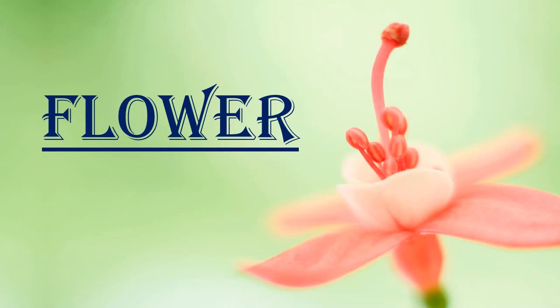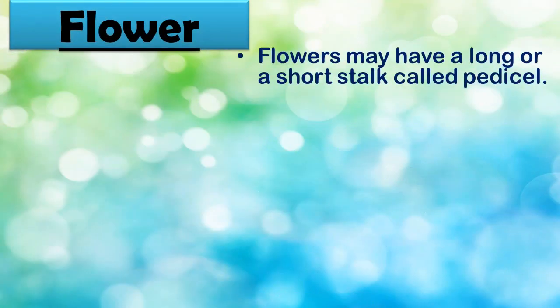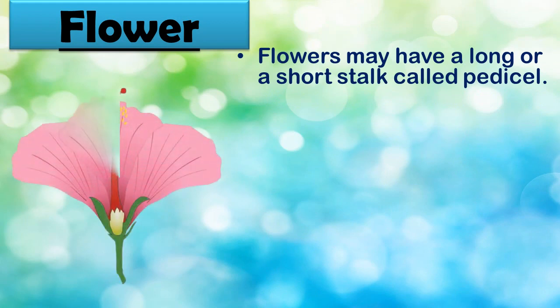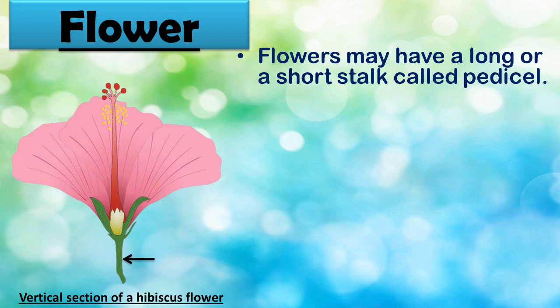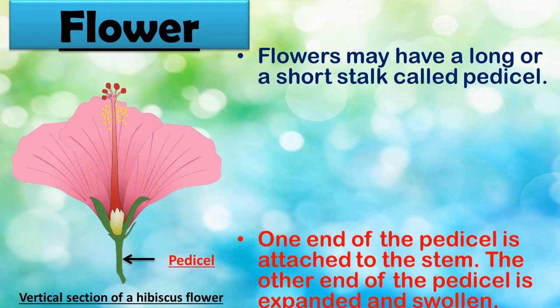Okay, now next is the structural and functional unit of a plant, that is the flower. So let's study about the flower. Okay, so what is a flower? Students, flowers may have a long or short stalk called a pedicel. So this is a vertical section of a hibiscus flower. You can observe the stalk-like structure. This is called a pedicel.